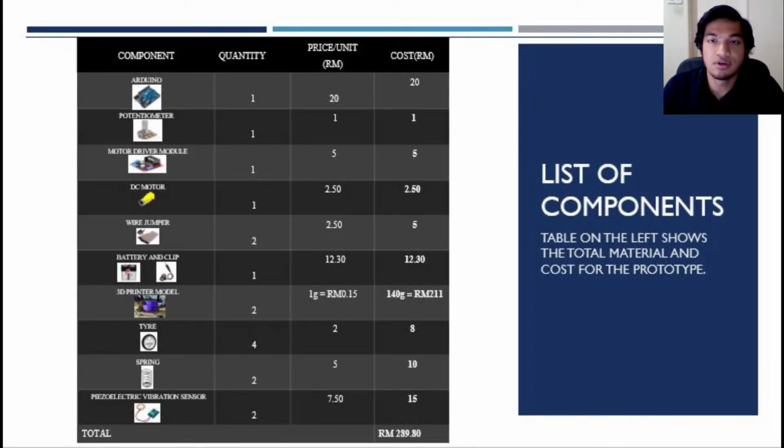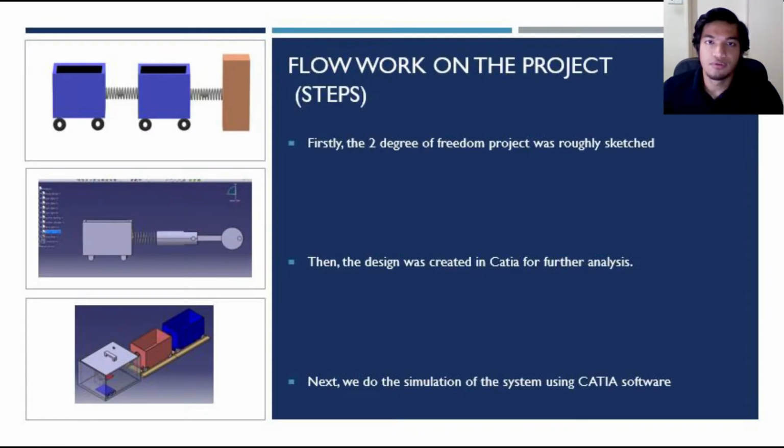In this part, I will talk about the list of components. The table on the left shows the total material and cost for the prototype. As you can see, we are using 11 types of component. First is Arduino, potentiometer, motor driver module, DC motor, jumper wire, battery and clip, 3D printer model, tire, spring and piezoelectric vibration sensor. The total quantity is 17, and the total cost is RM289.90.